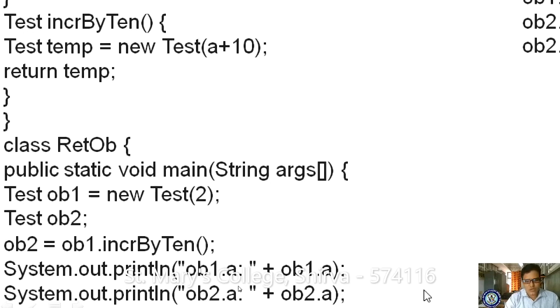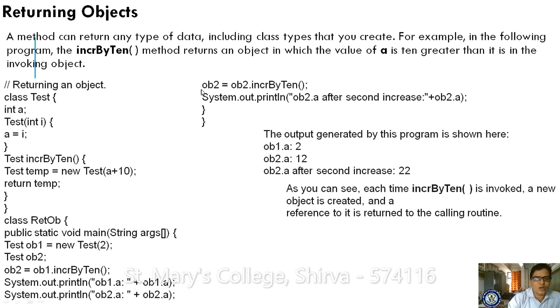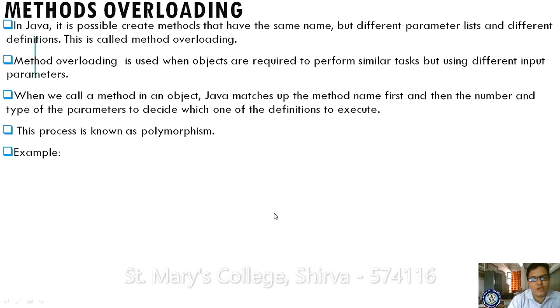Likewise it will evaluate. Now let me see, one more statement is there: ob2 equals ob2.incrByTen. So I am using ob2's a. Once again you are calling it. What is the new value of a? 12. 12 plus 10, you are calling incrByTen, right? Now the new value of ob2 is 12, and 12 plus 10 is 22, so it will return 22. It will be incremented by 10. Yes, likewise it will be executed.